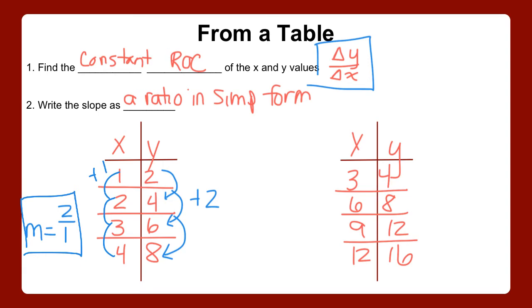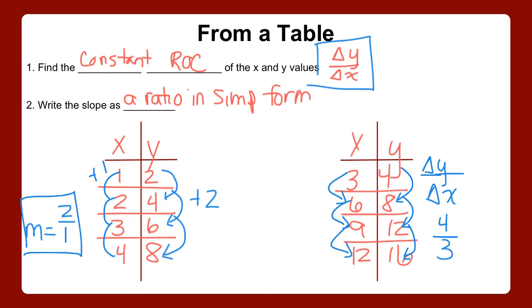All right, so we need the change in y over the change in x. It looks like we're adding 4 every time. That's my numerator. And my denominator is a 3. So my slope is 4 over 3. And you just found the slope from a table.